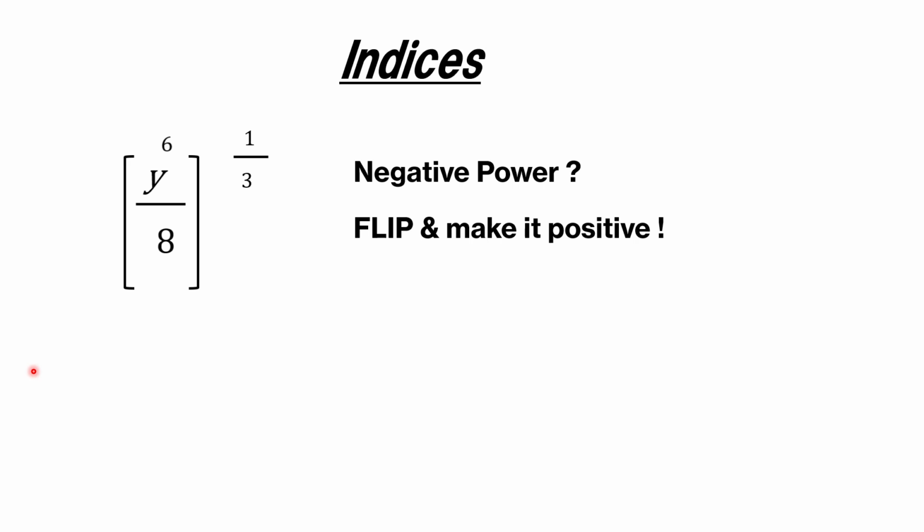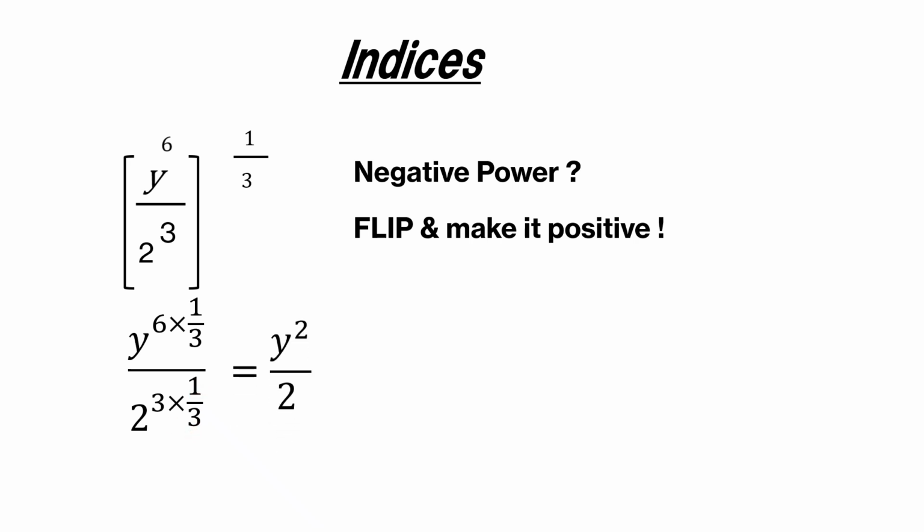Now we split the power just like we did before. Before we do that, 8 is 2 times 2 times 2, which is 2 to the power of 3. Instead of 8, let's try 2 to the power of 3. Now split the power. It's going to be y to the power of 6 times 1/3 divided by 2 to the power of 3 times 1/3. 6 divided by 3 is 2, so it's going to be y squared. 3 and 3 will cancel, so it's just going to be 2. If you don't like this, do 6 times 1 is 6, 6 divided by 3 is 2, 3 times 1 is 3, divided by 3 is 1. So it's just going to be y squared divided by 2. Finished. Next question.